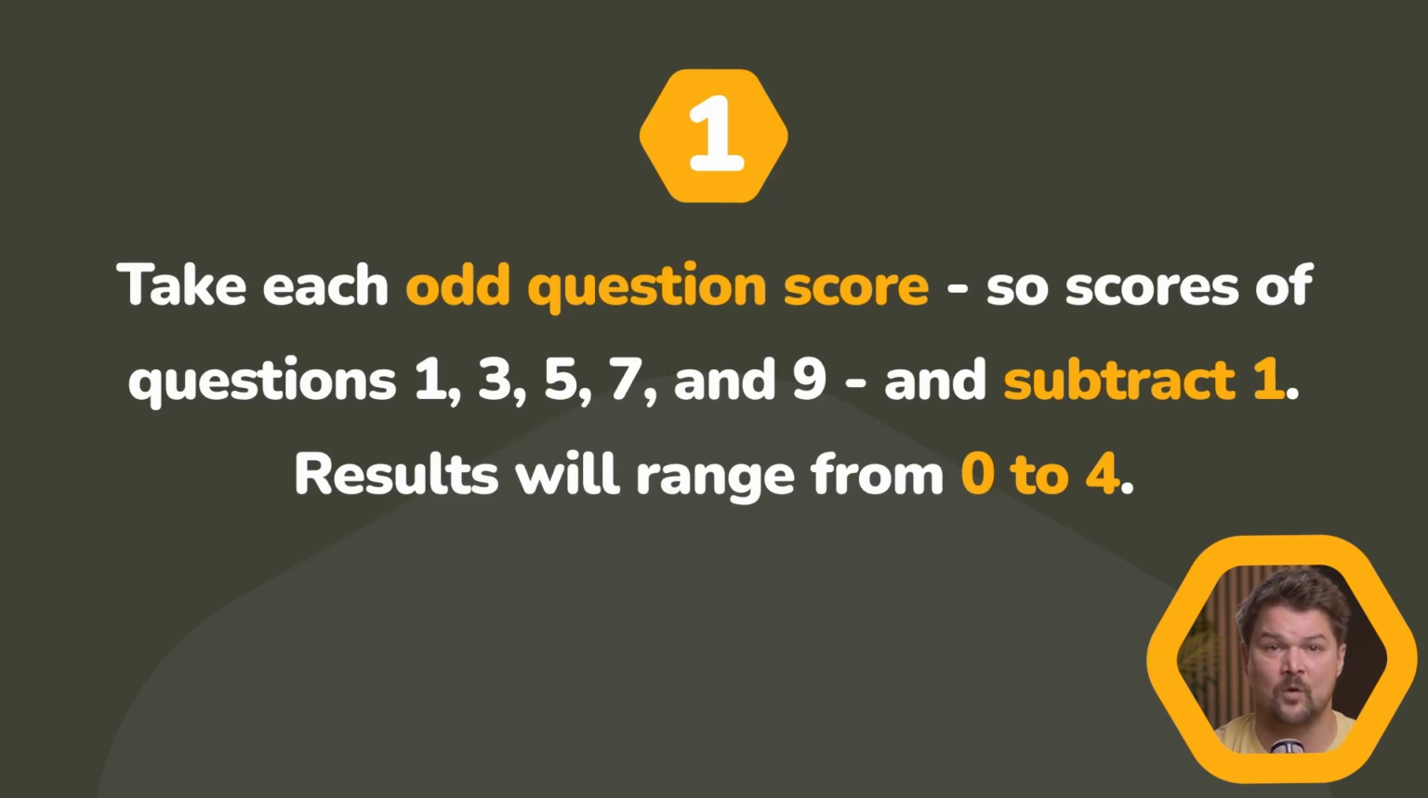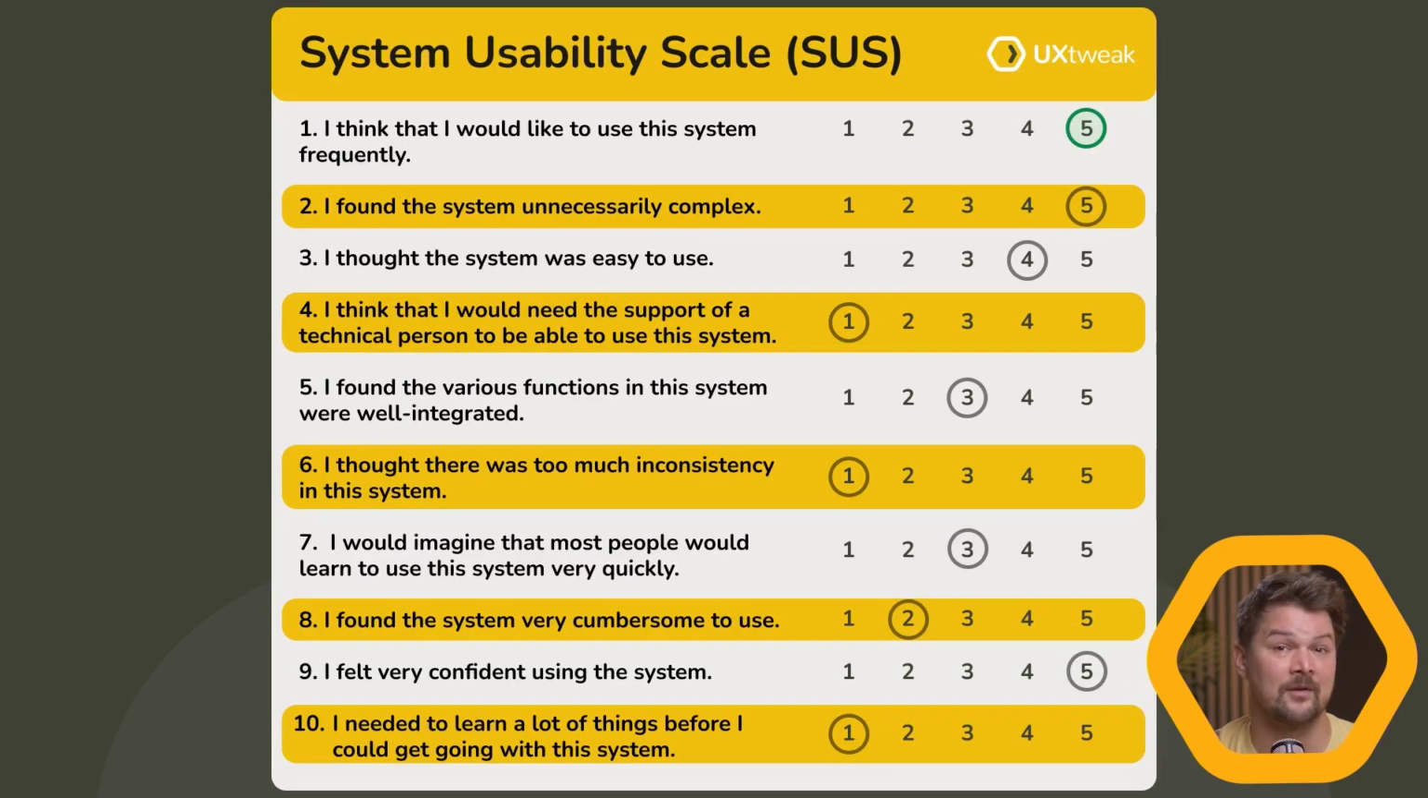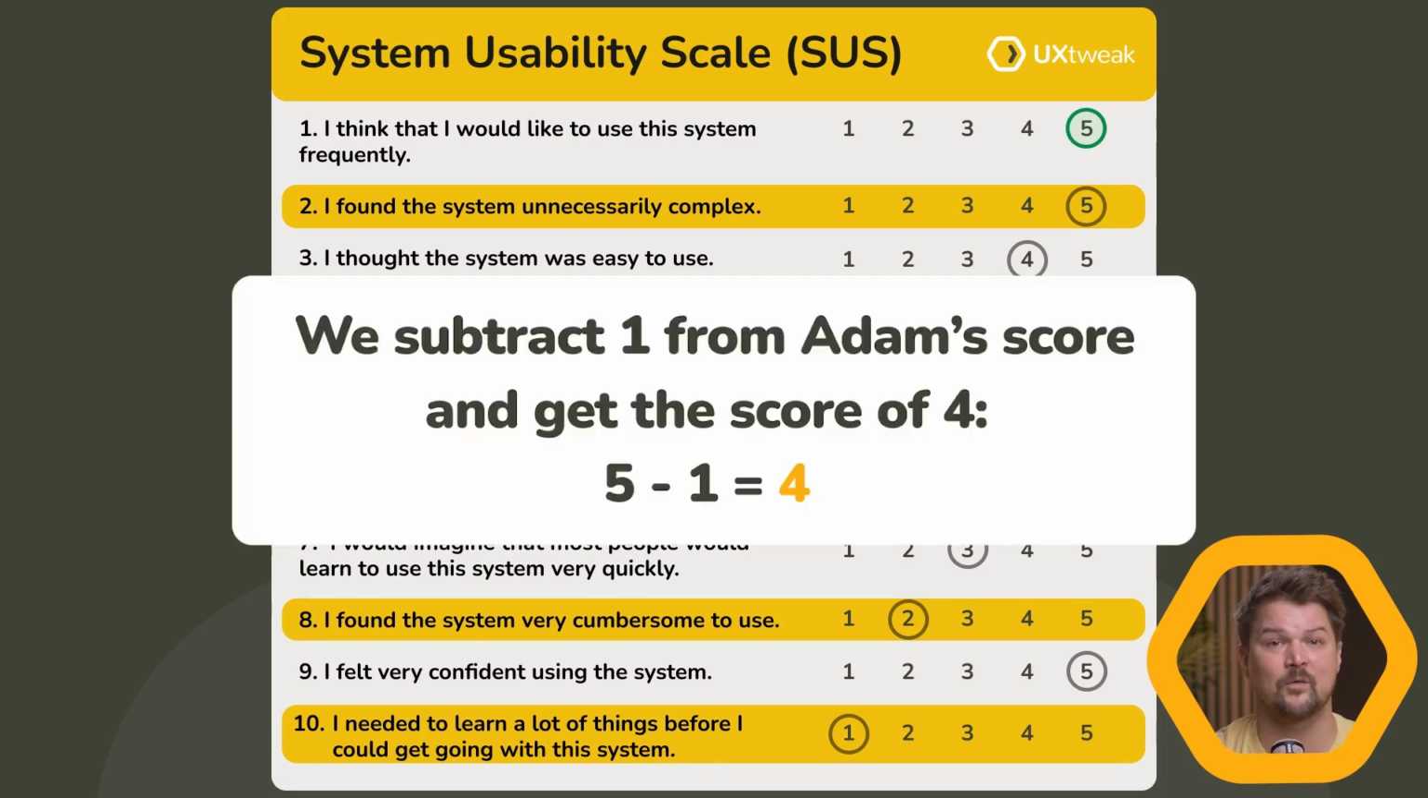The first step, we take each odd question score, so scores of questions 1, 3, 5, 7, and 9, and subtract 1 from Adam's answer. Our results will range from 0 to 4. For example, for the first question, Adam marked that he strongly agrees with the statement. So his score for that question is 5. We subtract 1 from that number and get 4.